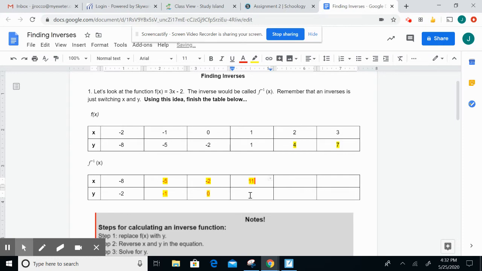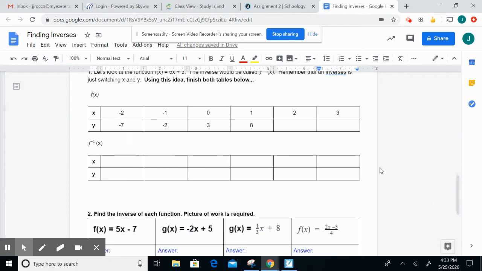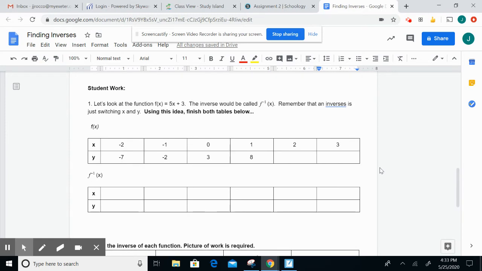If we plug in a 1, we get a 1. If we plug in a 4, we get a 2. If we plug in a 7, we get a 3. So first thing to note is the inverse undoes what the function did. So if we plug in a negative 2 and get a negative 8, it undoes it by doing the opposite. We flip-flop the x and the y. That's really important to know. You are going to have to do that first thing using a different function there.